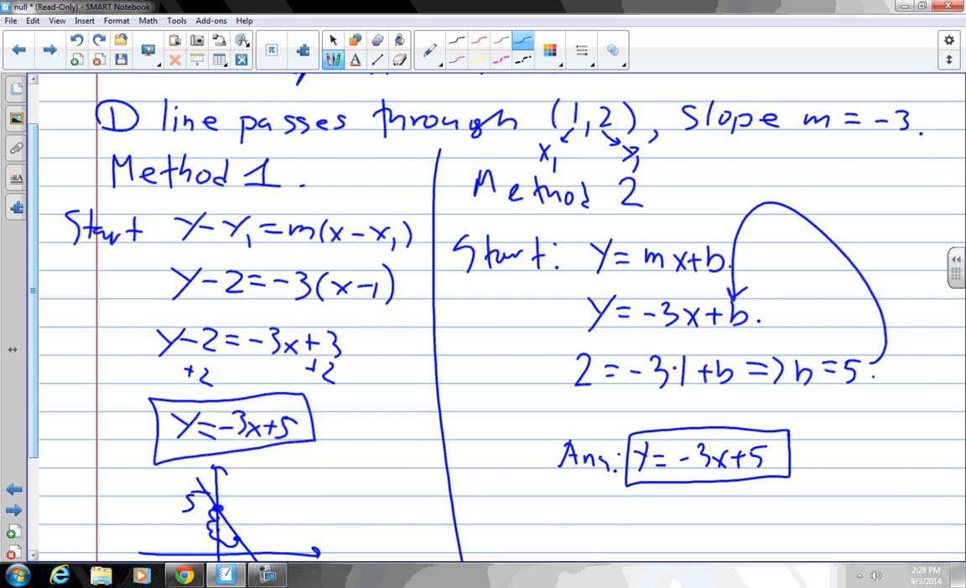Yeah? I like method 1 better, but I think you've seen both of them before, right? You can use either one. Any questions? I like that one, because you just plug everything in and boom, the answer falls out. Okay. Let's try another one.